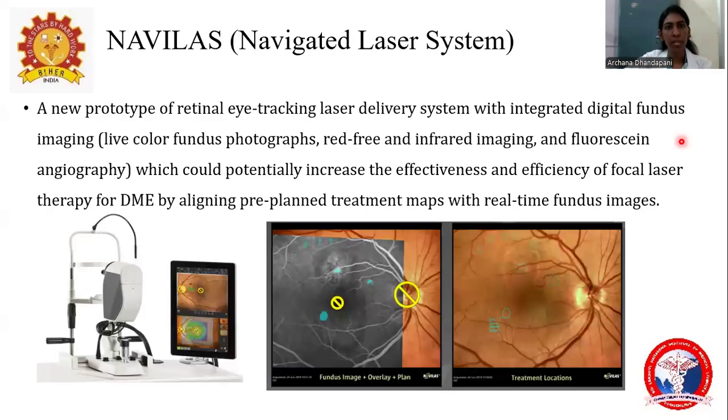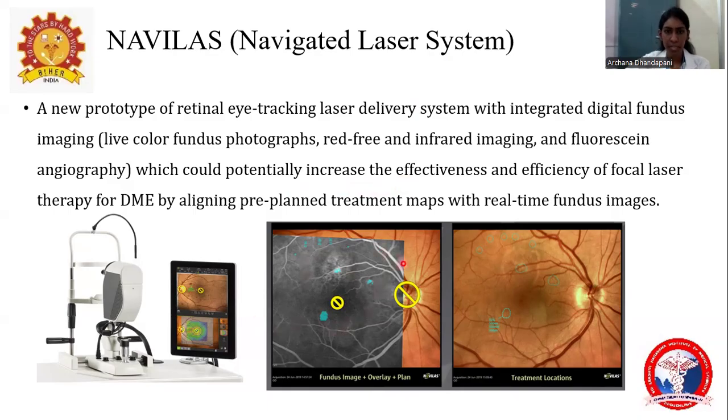And one more thing is called Navilas, the Navigated Laser System. It is a new prototype of retinal eye tracking laser delivery system with integrated digital fundus imaging, and it will have a live color fundus photograph, red-free and infrared imaging, and fluorescein angiography. These images are incorporated into that mission. It could potentially increase the effectiveness and efficacy of focal laser therapy for diabetic macular edema by aligning pre-planned treatment maps with real-time fundus images.